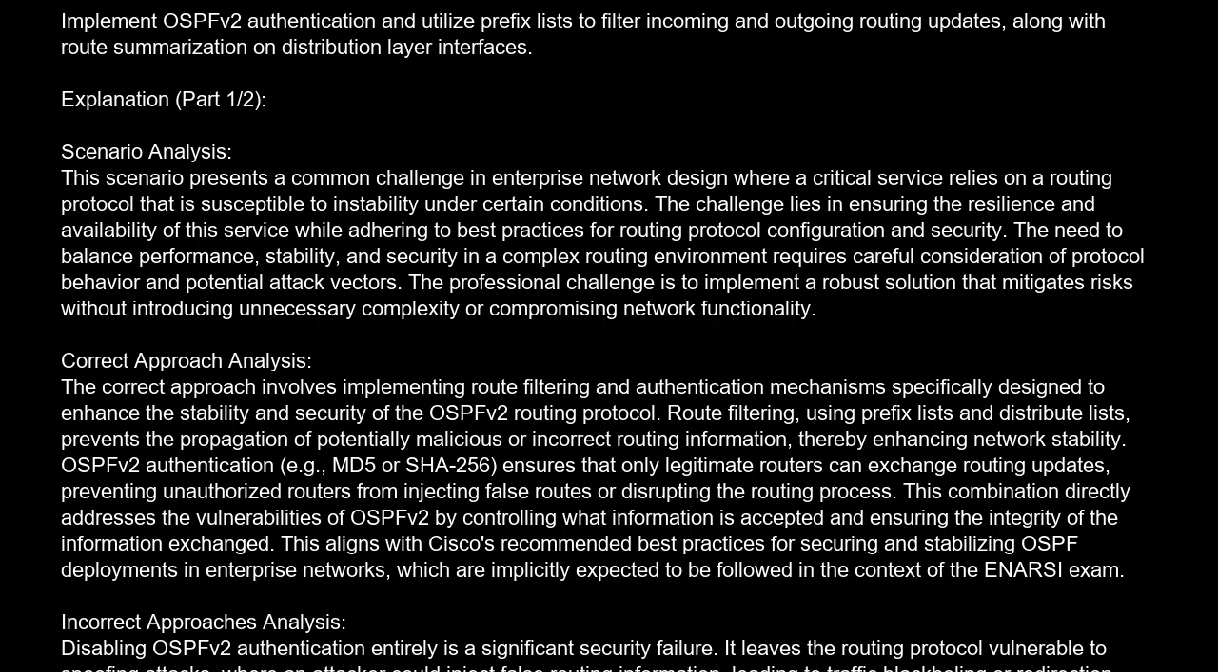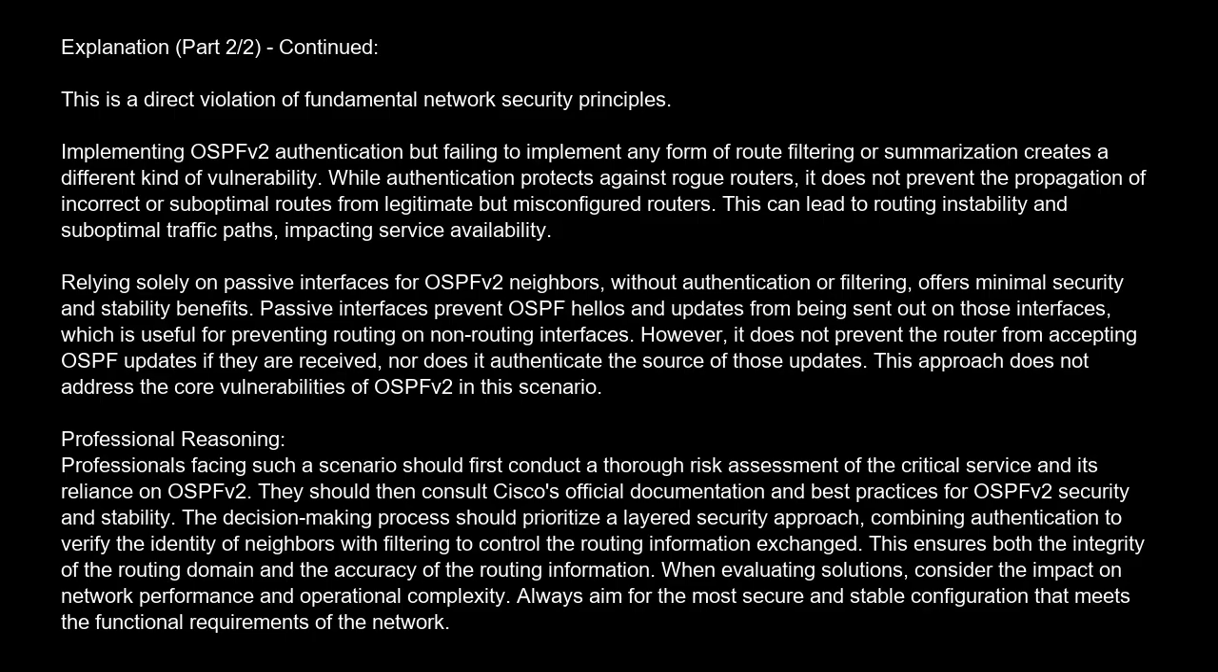Incorrect approaches analysis. Disabling OSPF2 authentication entirely is a significant security failure. It leaves the routing protocol vulnerable to spoofing attacks, where an attacker could inject false routing information, leading to traffic blackholing or redirection, and ultimately service disruption. This is a direct violation of fundamental network security principles.